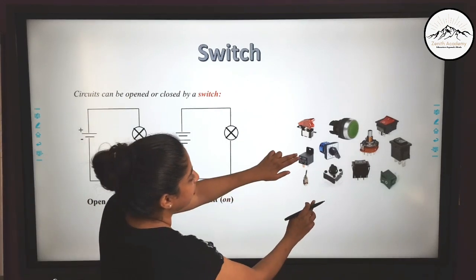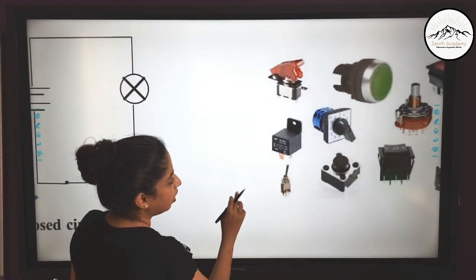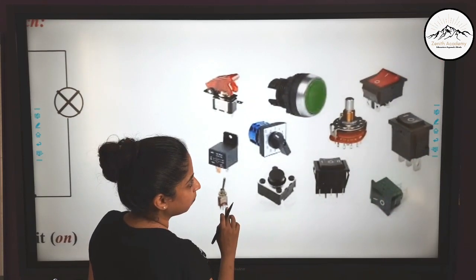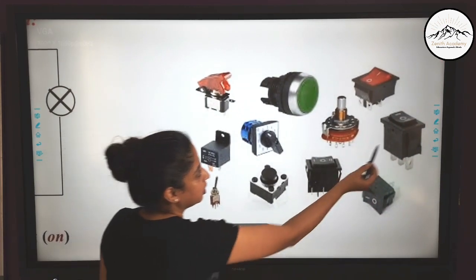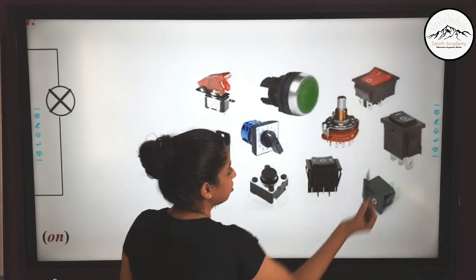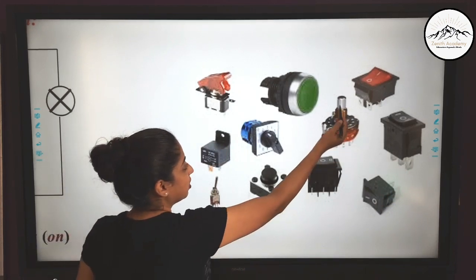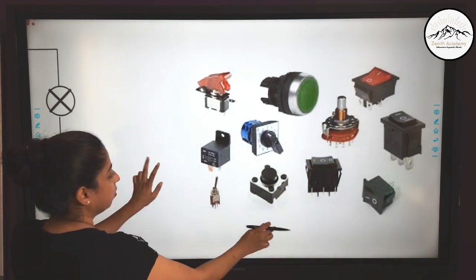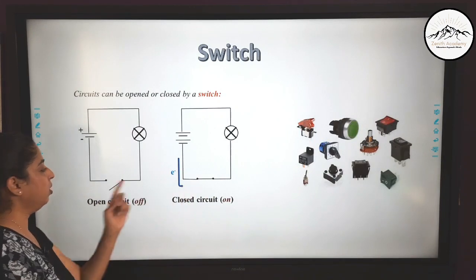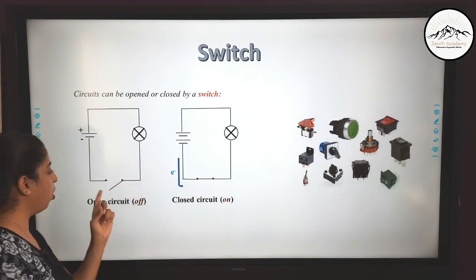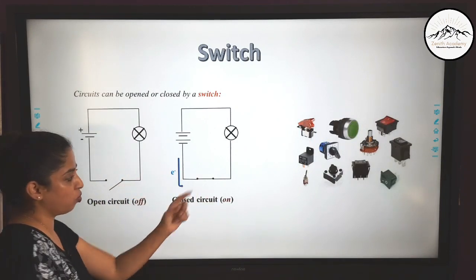Now here are different types of switches that we use in electrical components. The most common types are these switches that we come across, and these types of switches are there in your video games and all. So this is the diagram or the symbol of open circuit and closed circuit.